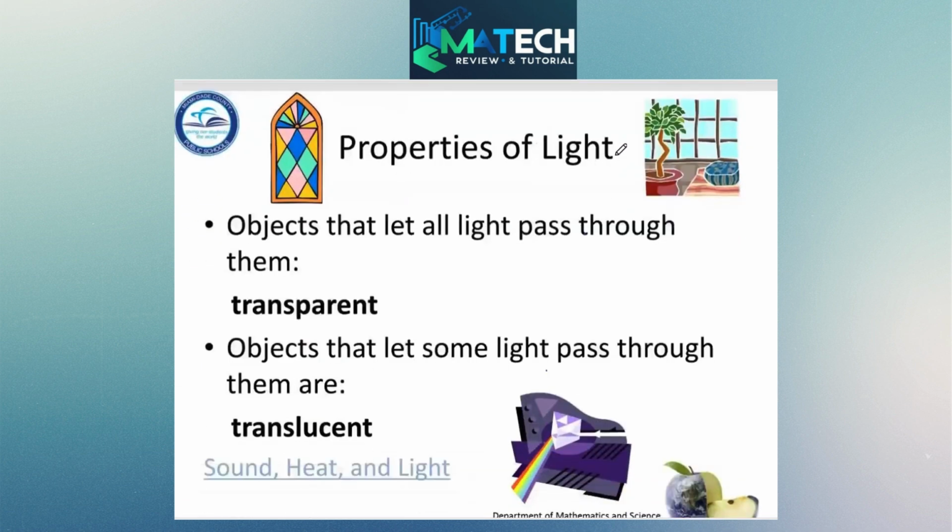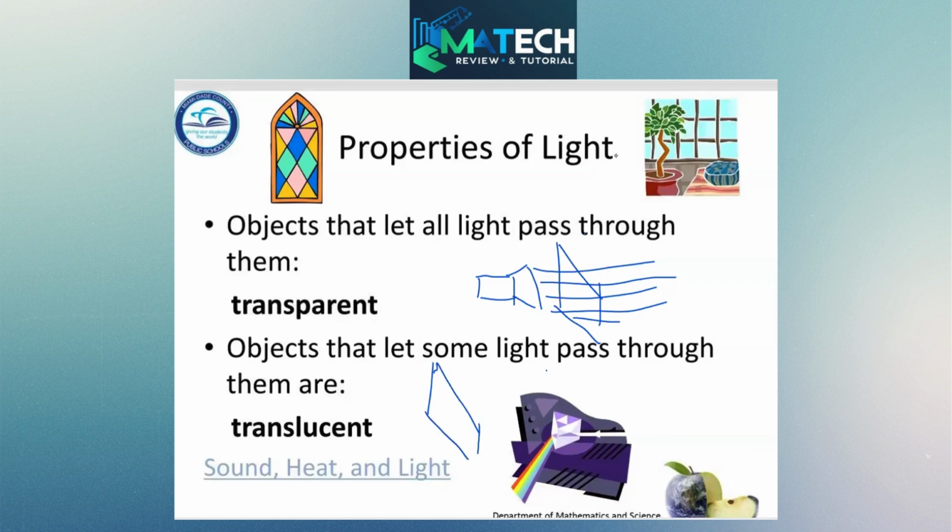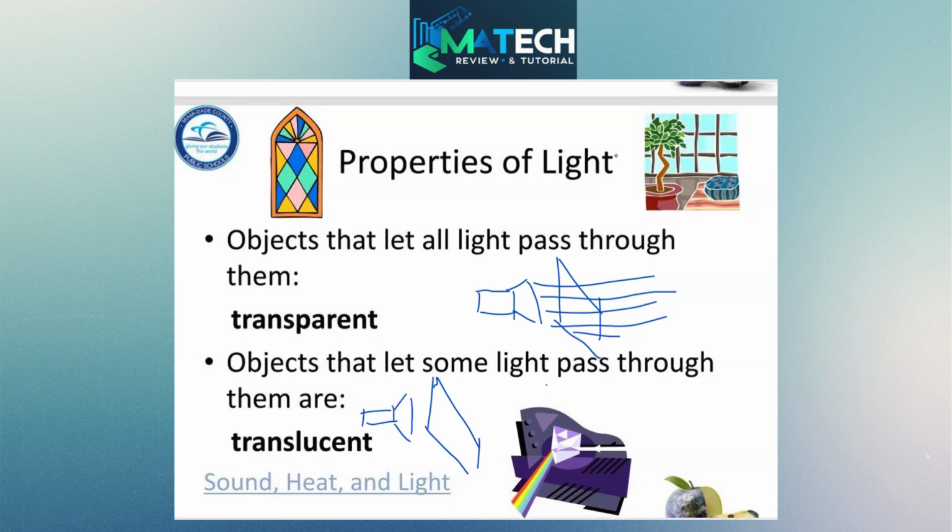Properties of light. We have here transparent and translucent. For transparent, if this is the glass, all light will pass through, so no light will bounce back. But for translucent, if this is the glass, and let's say the glass is not clear, and you turn on the flashlight, some light will bounce back. So that's the characteristic of the translucent.